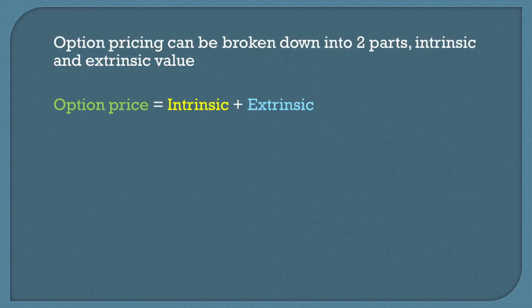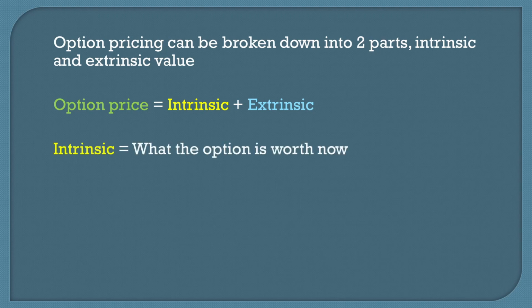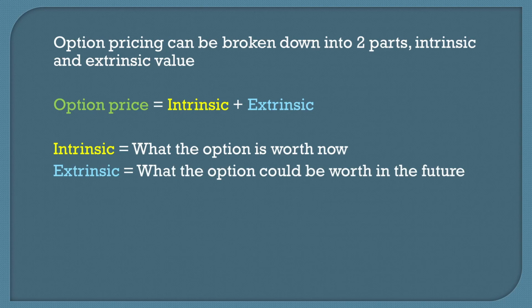Let's get to it. The price of an option can be broken down into two parts, intrinsic value and extrinsic value. To make it simple, you can think of intrinsic value as what the option is worth now and extrinsic value as what the option could be worth in the future. We'll go through some examples to understand this.